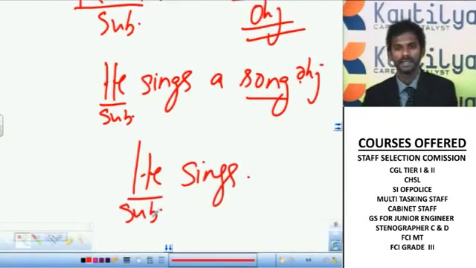Subject is he. Object? There's no object in this sentence. Is there any other noun or pronoun in this sentence? No. As you know, subject and object can only be nouns or pronouns. That means in this sentence there is no object. I told you an object is not necessary.